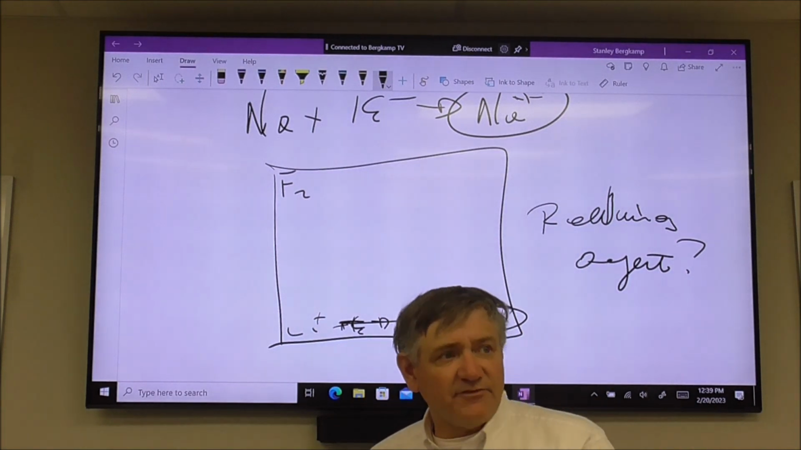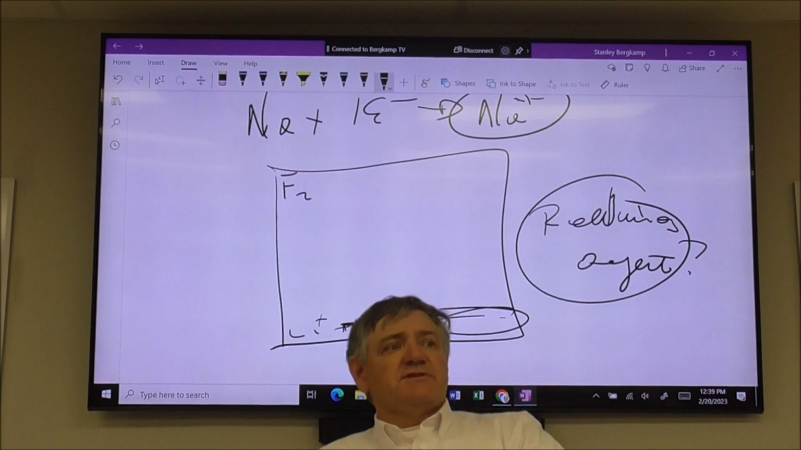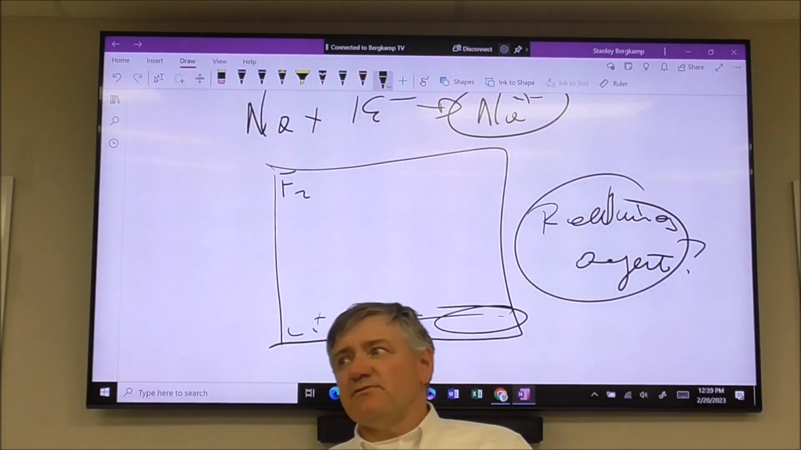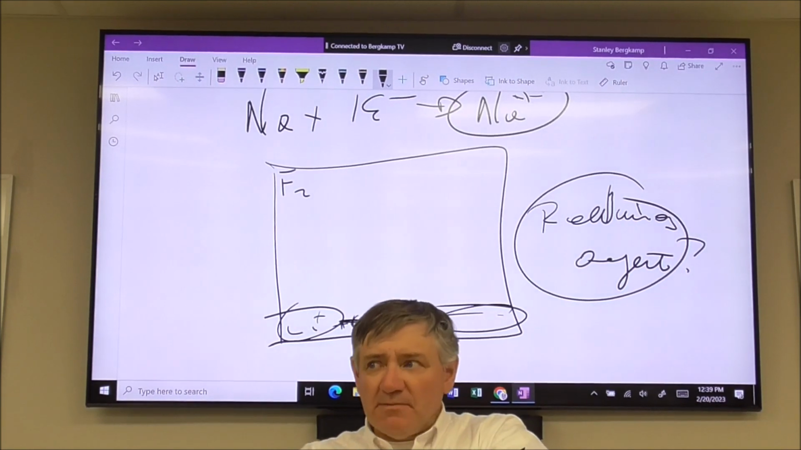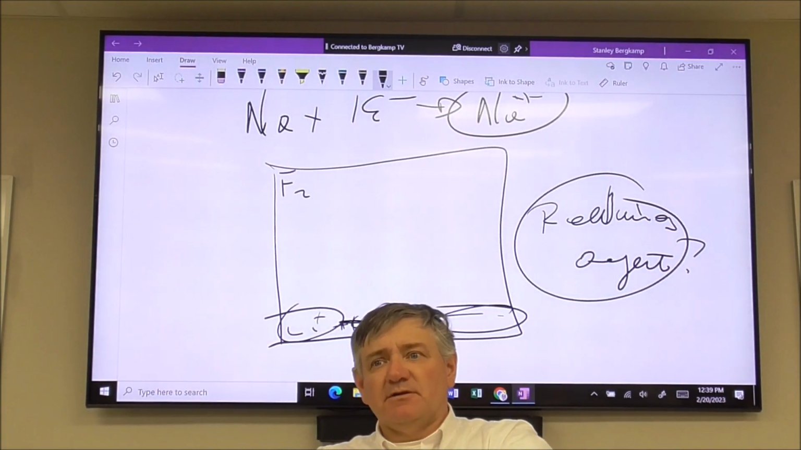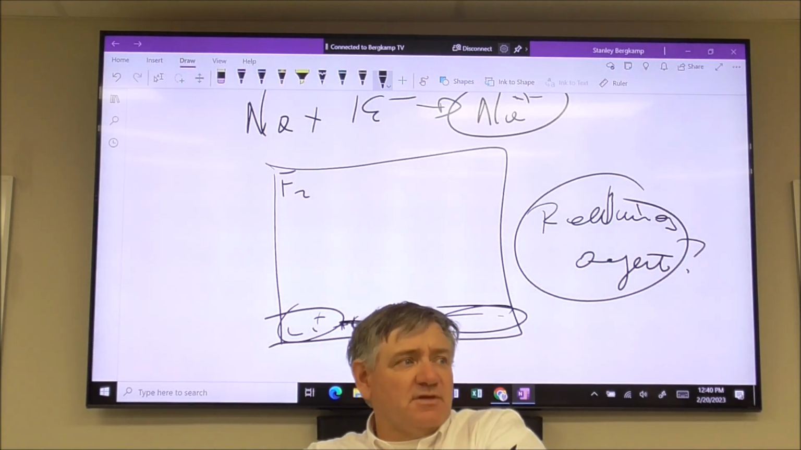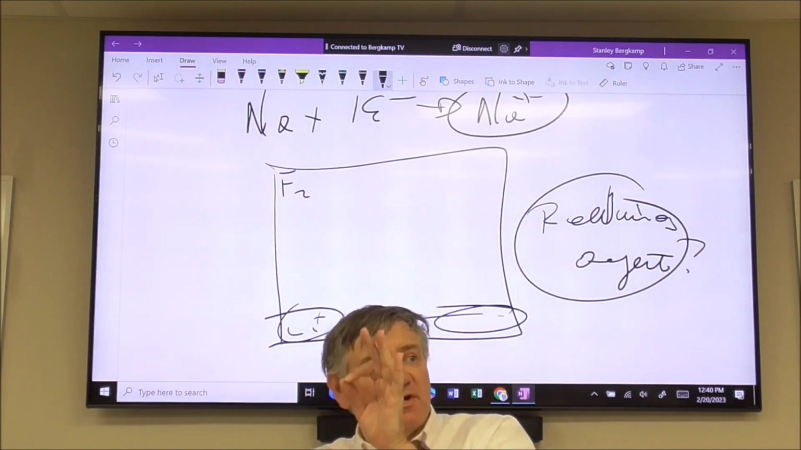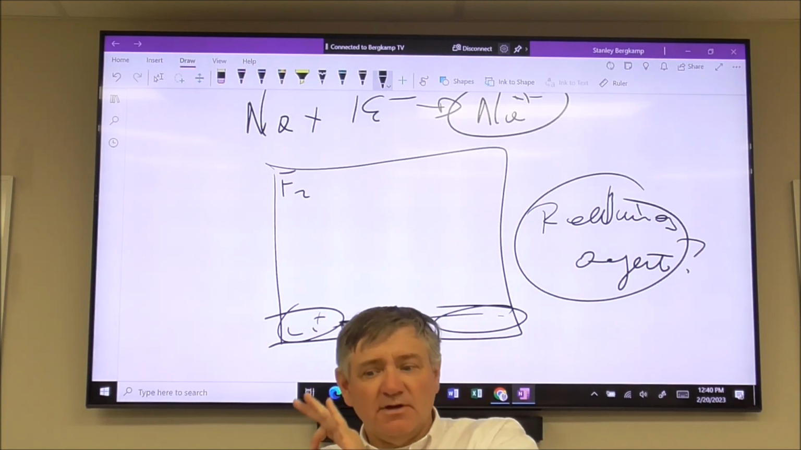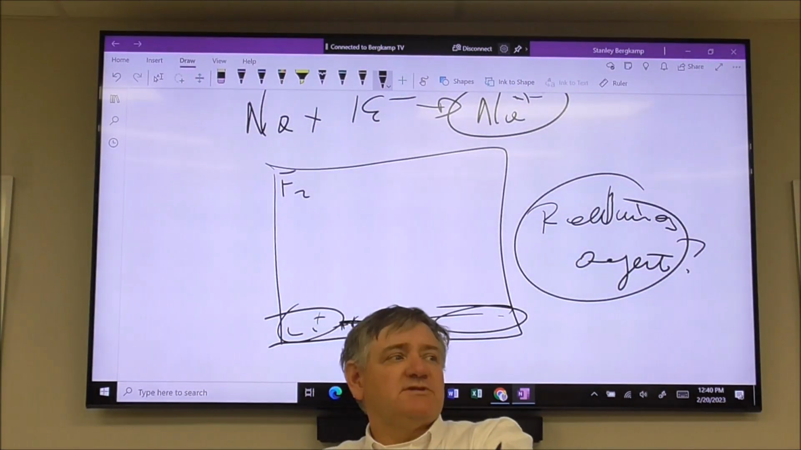And here's the difference. Lithium is a great reducing agent, okay? What about the lithium ion? Is the lithium ion a good reducing agent? No. Lithium ions would be a horrible reducing agent because it's not going to lose another electron and turn into Li2+. So lithium is a good reducing agent. Lithium ion, Li+, horrible reducing agent.